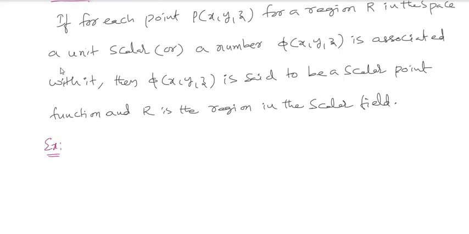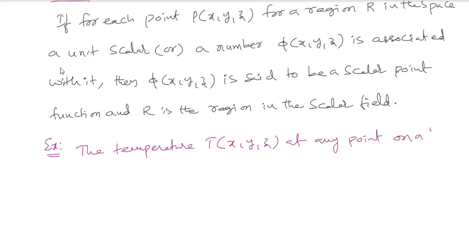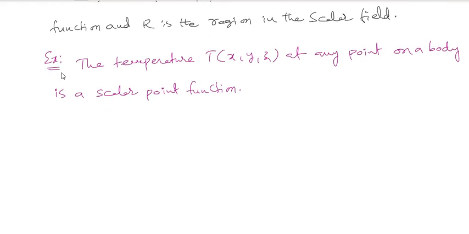So let me take an example. The temperature T of x, y, z at any point on a body is a scalar point function. See, what a scalar means is only the magnitude, that's all. There is no direction here. Am I right or not?